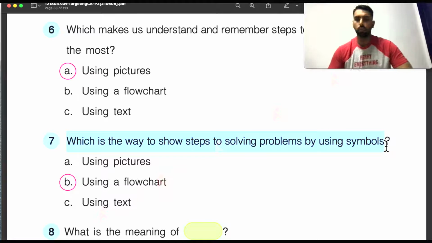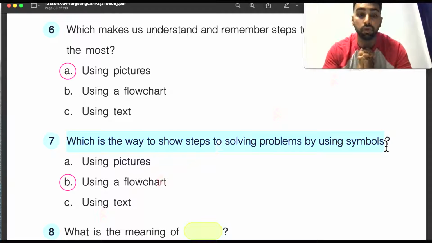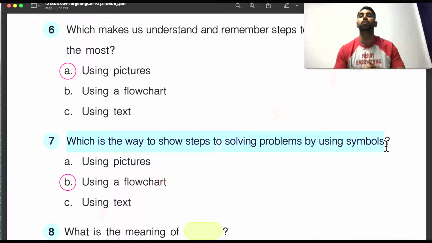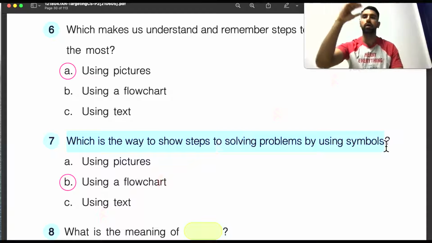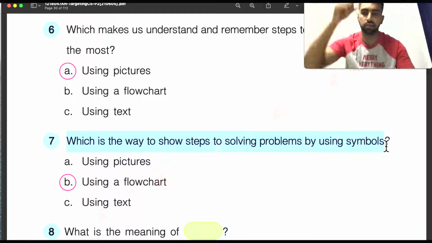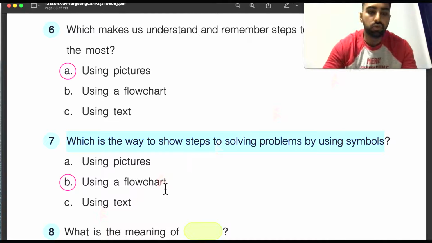Remember what you use symbols for. We're using symbols to make a flow chart. Symbol, start, and then process, and then end. All right, and there is a flow line. So we use a flow chart. B is the correct one.